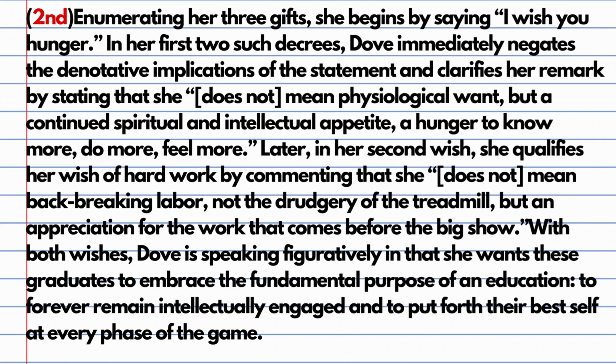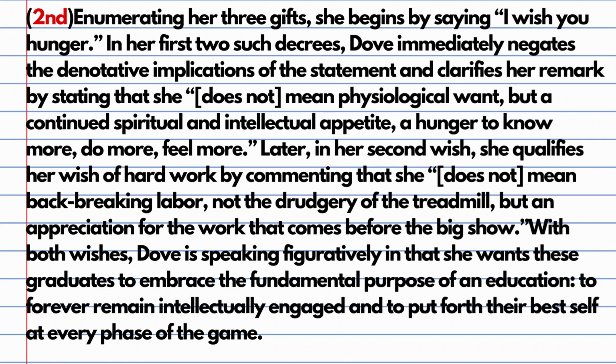In her first 2 such decrees, Dove immediately negates the denotative implications of the statement and clarifies her remark by stating that she does not mean physiological want, but a continued spiritual and intellectual appetite, a hunger to know more, do more, feel more. So it's quote, paraphrase, support analysis, a 1-2 punch, right?